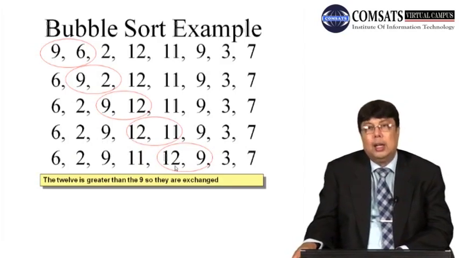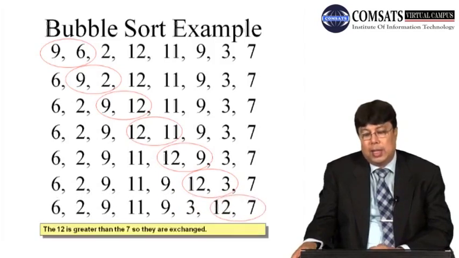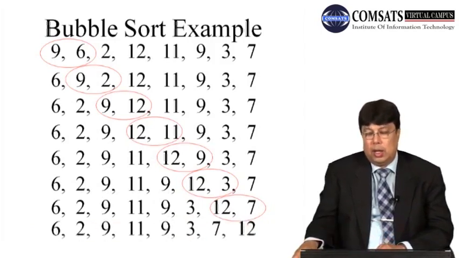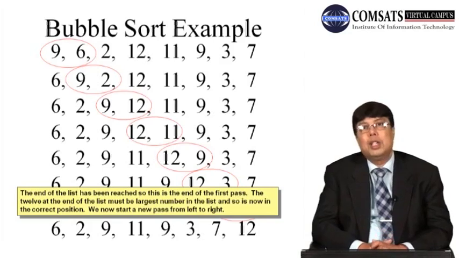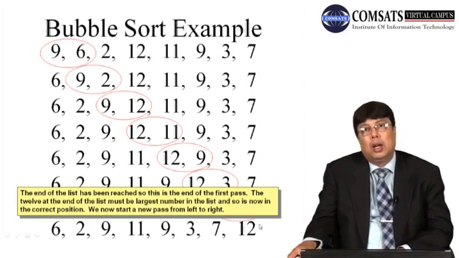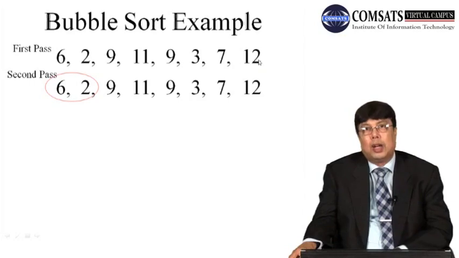Now we compare 12 with 9, they are not in order. Then 12 with 3, they are not in order. Then 12 with 7, they are not in order. So what have we achieved? We have completed one pass, and in this pass, not all the elements, but the largest element has bubbled up to its final position. So this is the end of the first pass, in which one key element has occupied its final position.